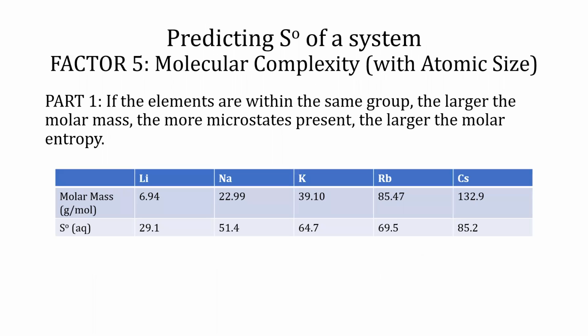If the elements are within the same group, the larger the molar mass, the more microstates present, and the larger the molar entropy. In this example, there are 5 elements in group 1A from Li to Cs, where as molar mass increases, the entropy also increases.